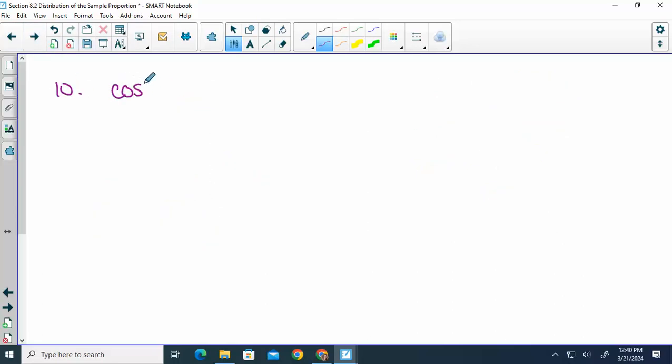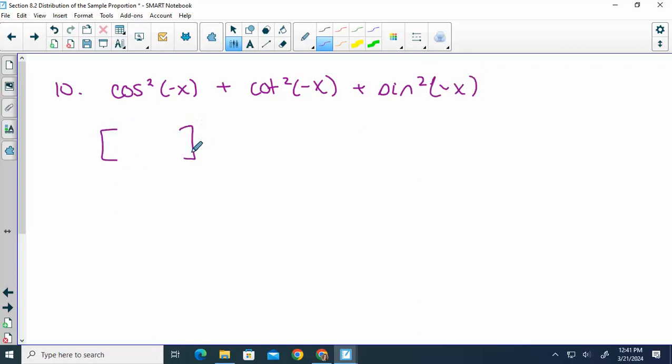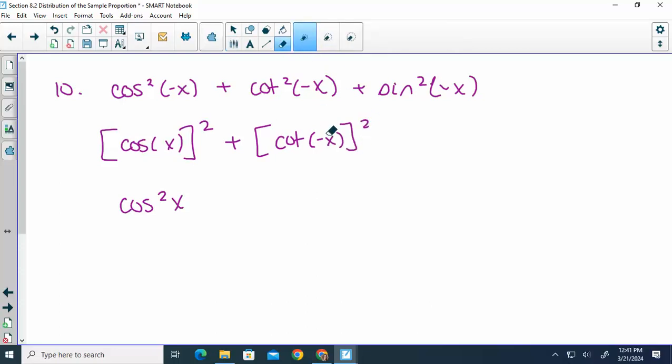So we have cosine squared negative x plus cotangent squared negative x plus sine squared negative x. Alright, so this means we have the cosine of negative x and we square it. If you have cosine of a negative x, what do you do with that negative? Drop it. Yes, cosine's even, so it goes away, so that's just cosine of x squared or cosine squared x. This means we have cotangent of negative x squared. With cotangent, what do you do with the negative?